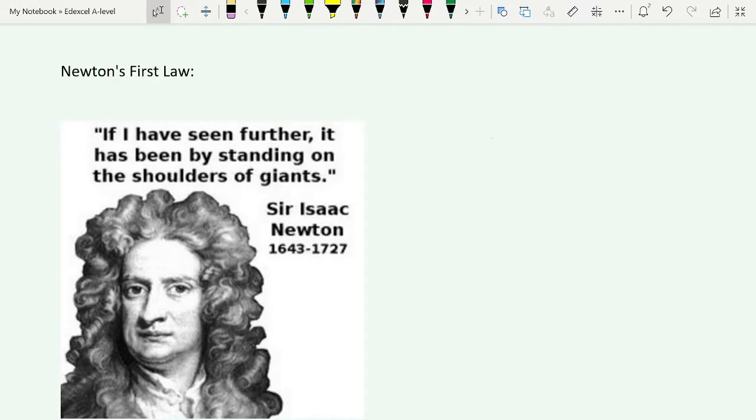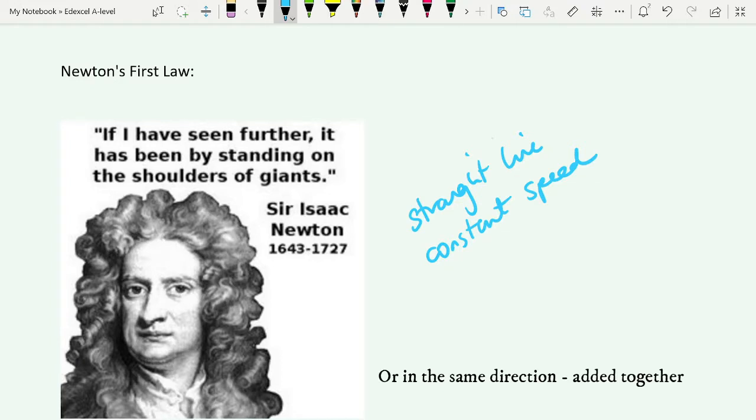And so Newton's first law officially states an object will continue in a straight line at a constant speed unless a resultant force acts upon it. So we've got a straight line and constant speed here, unless a resultant force acts upon it. So what that says is that if you get a resultant force, which remember is the remainder of two forces acting along the same line but in opposite directions, then it will either stop the object moving in a straight line or change its speed.